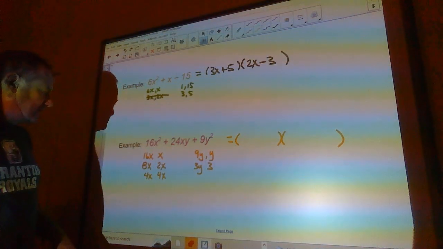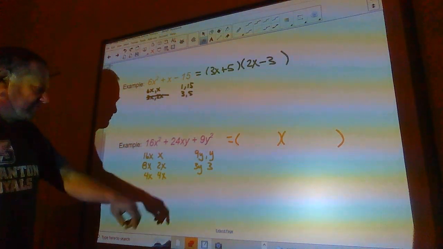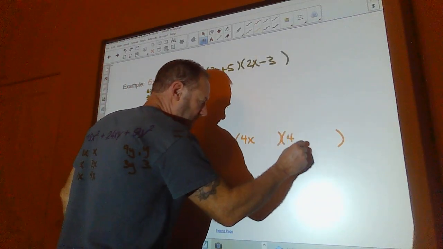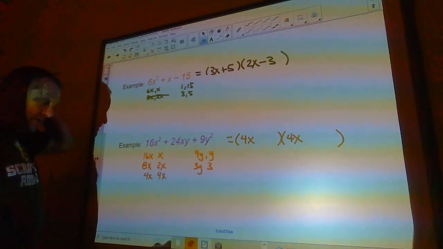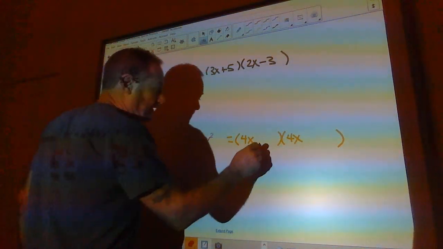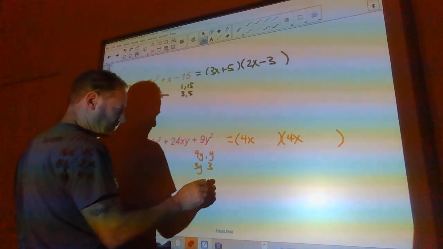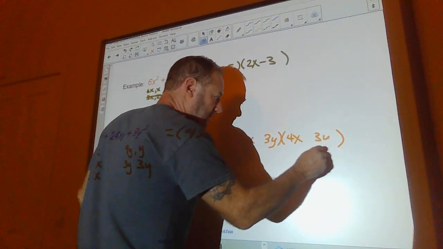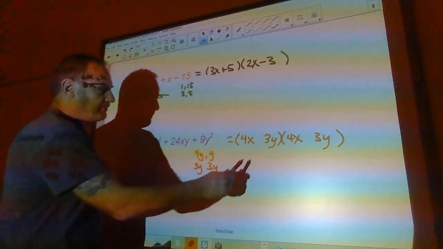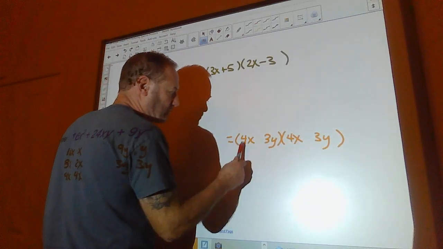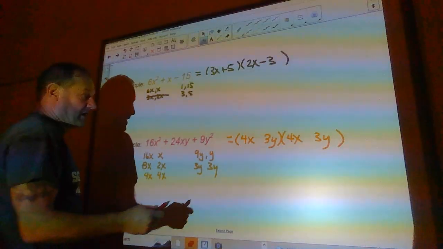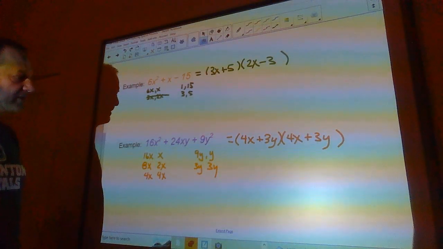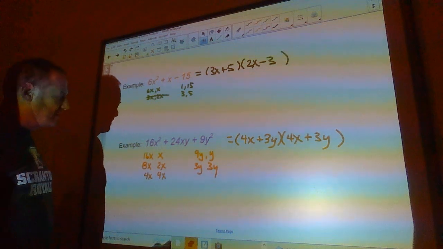Okay, I'm betting. I'm going to go with the 4x and the 4x here. Start with that. And I'm going to go with the 3y and the 3y. Sorry. I'll put those here and here. Okay, so this makes 12xy, and that makes 12xy. That's going to make 24xy. I want them both to be plus. And there we go. Got that one on the first try.